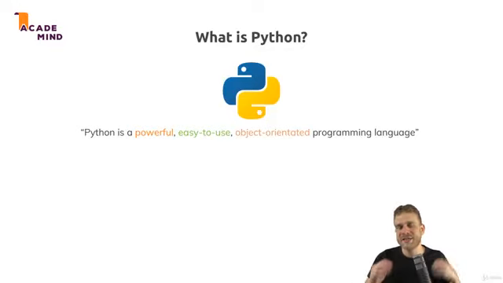So what is Python? Python is a programming language which you can use for many different things. It's an extremely powerful, easy to use, and object-oriented programming language. Now, what does this mean?